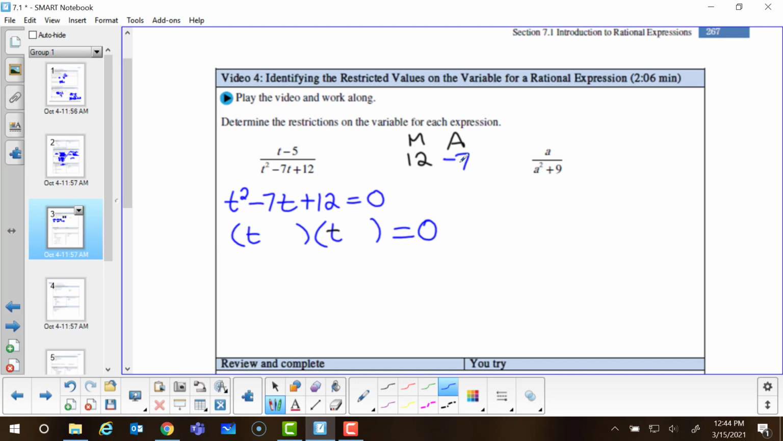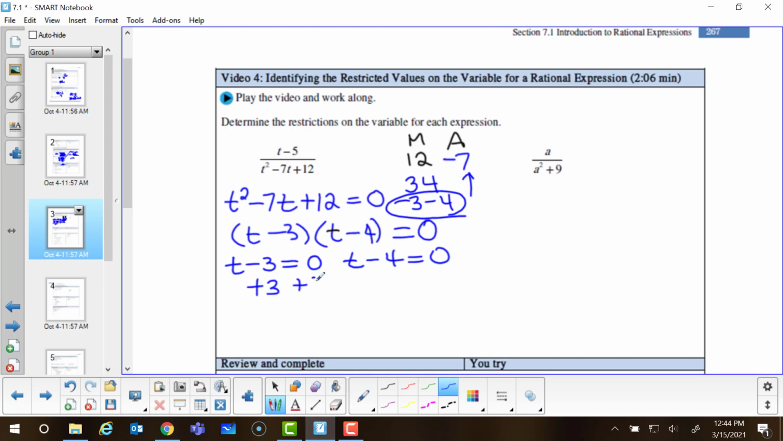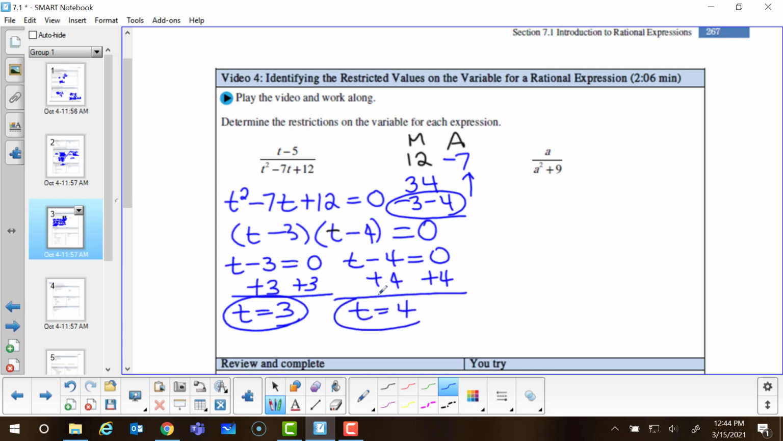All right, so let's think about multiply to get 12. Well, I know 3 times 4 equals 12. But I could use negative 3 and negative 4. That would equal that negative 7 if I added them. So t minus 3, t minus 4. Now, since I have two parentheses, let's set each one of those equal to 0 and solve each one for t. So I'm going to add 3 on this one. So t equals 3. There's one restricted value. I'm going to add 4 on this one. So 4 is another restricted value.